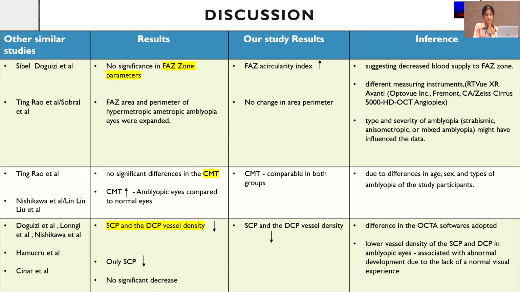Coming to the central macular thickness, we found there was no significant difference, but the same picture was also seen by Tingrao et al, whereas it was found to be increased in other studies. So this can be due to the difference in the age, sex and type of amblyopia of the study participants. In our study, we found that there is decrease in the SCP and DCP vessel density. A similar picture was also found in other studies.